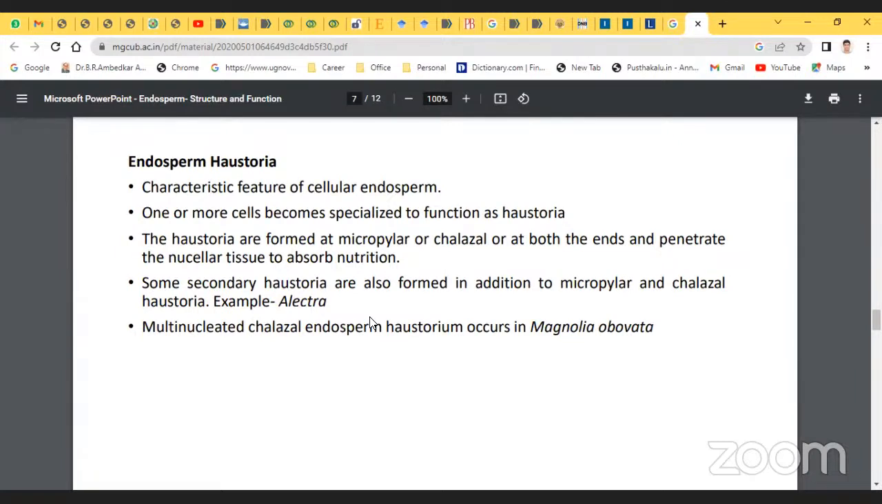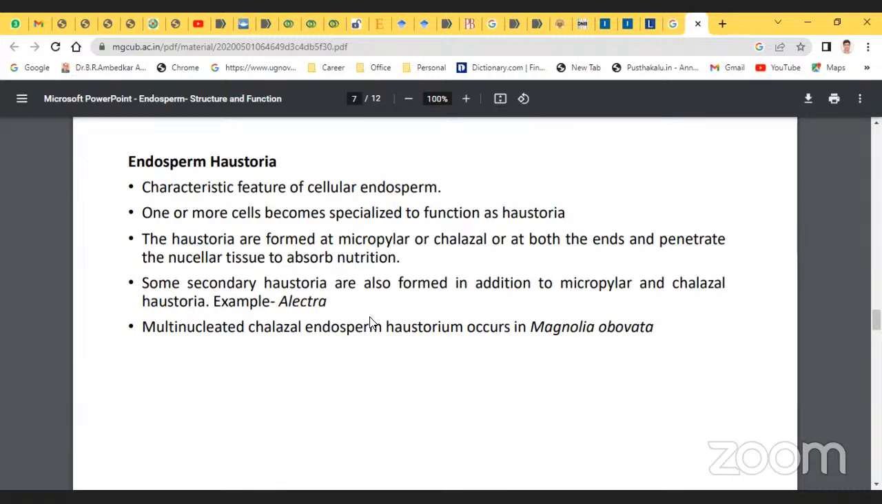So one or more cells become specialized to function as the haustoria. The haustoria is formed in the micropylar, chalazal, or at both the ends and penetrates the nucellar tissue to absorb the nutrition. Nuclear or nucellar, I will show the diagrams after these 3 types are completed.